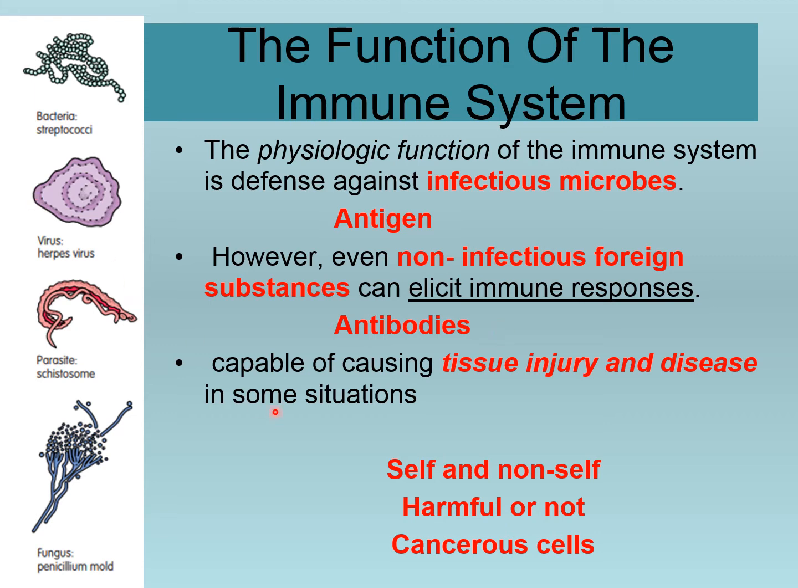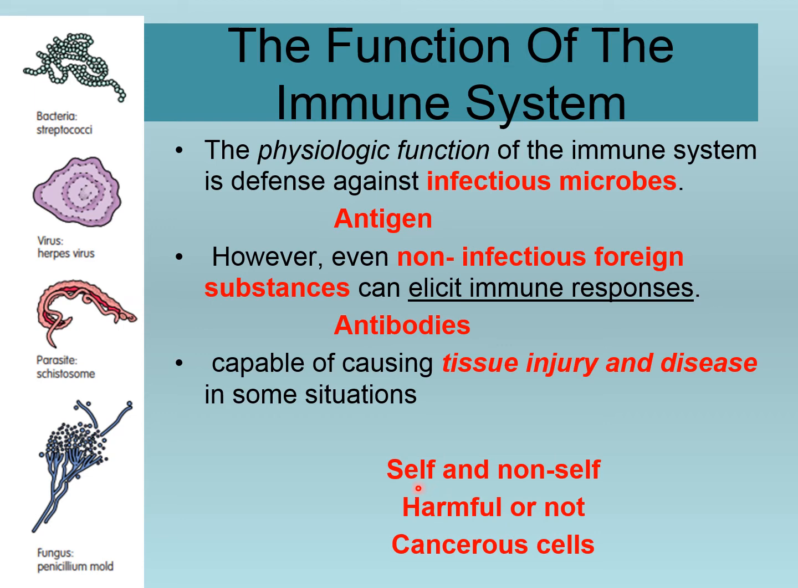Furthermore, the mechanism that normally protects an individual from infection and eliminates foreign substances can also cause tissue injury and disease in some situations. So whenever a foreign invader gains entry into the body, the immune system checks it through several checkpoints. First, it checks whether the invading material is self or non-self.